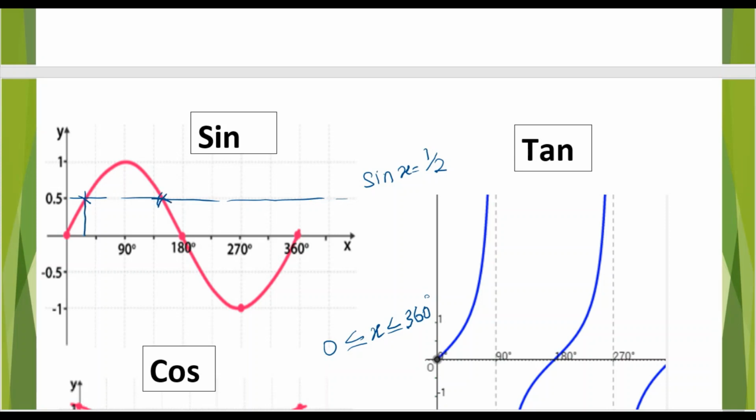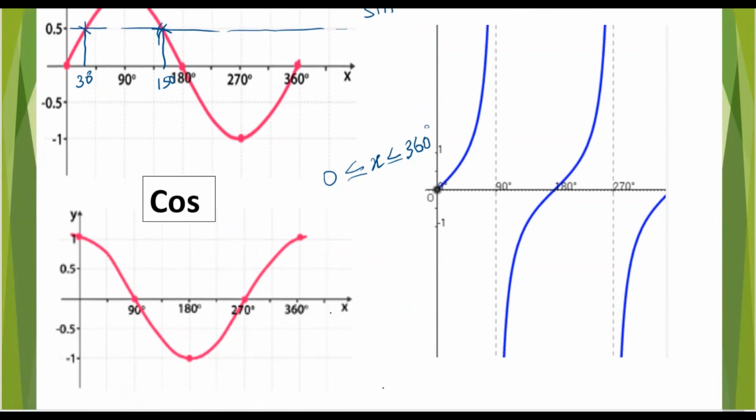Okay, and this is 30. And this point is, because the curve is symmetrical, we can say it is 180 minus 30, that is 150. Okay, similar to that one, we can calculate for cos also.